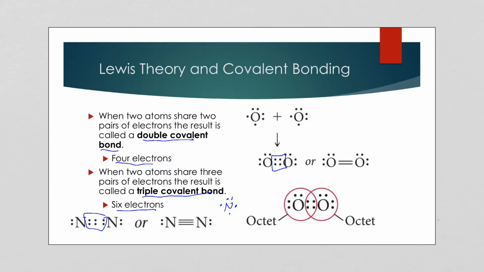Now, we can't share any more than 6. A triple bond is the highest that we see. We can have single, double, or triple, with single being by far the most common, then double, and triple bonds are not terribly common in structures.